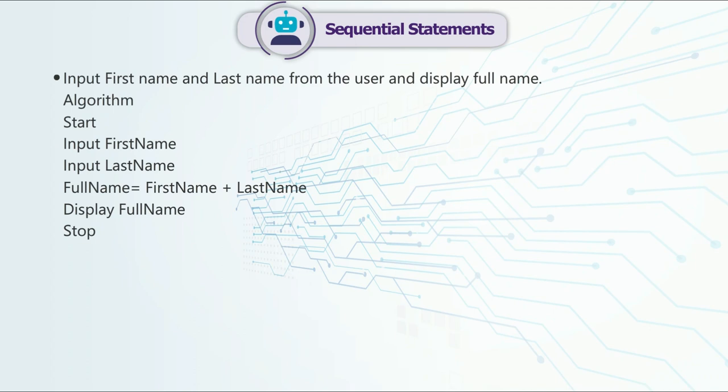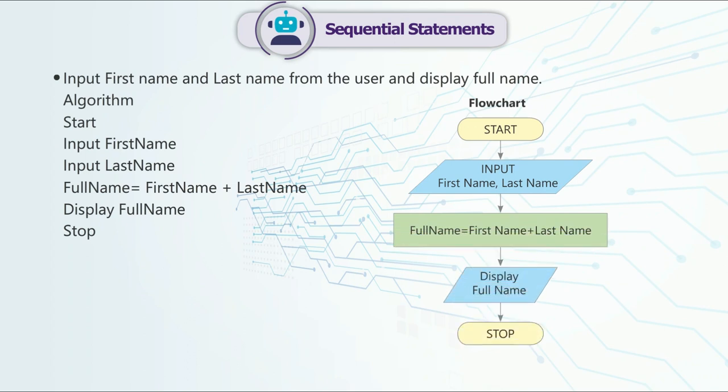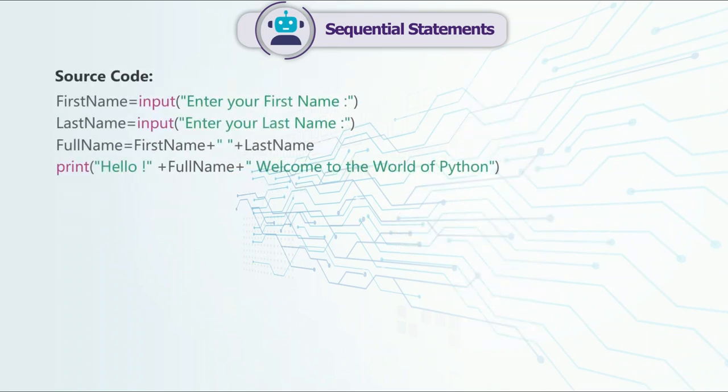Input first name and last name from the user and display the full name. Algorithm. Start. Input first name. Input last name. Full name = first name + last name. Display full name. Stop. Flowchart. Start. Input first name, last name. Full name = first name + last name. Display full name. Stop. Source code.